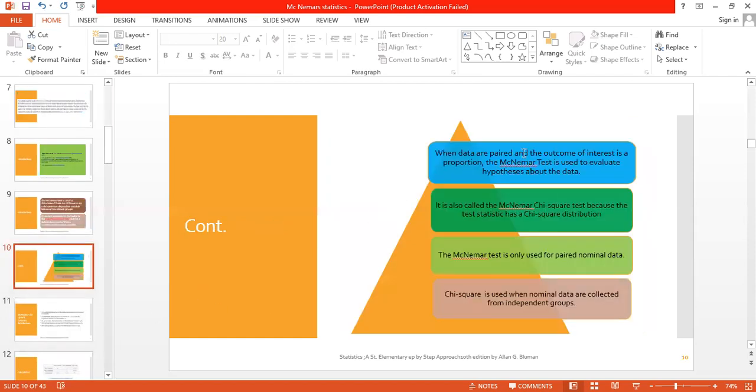When data are paired and the outcome of interest is a proportion, the McNemar test is used to evaluate the hypothesis. It is also called the McNemar chi-square test because the test statistic has a chi-square distribution. The McNemar test is only used for paired nominal data. Chi-square is used when nominal data are collected from independent groups.